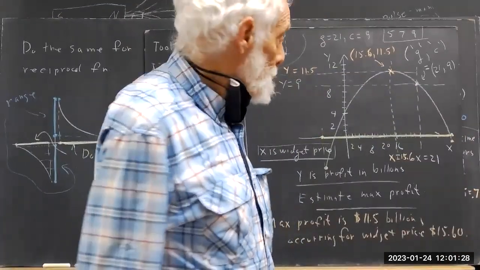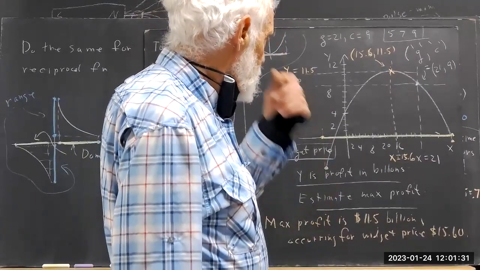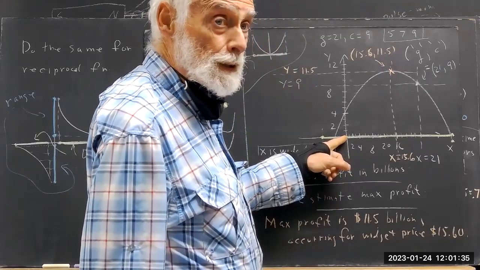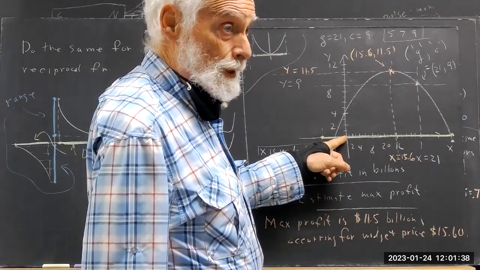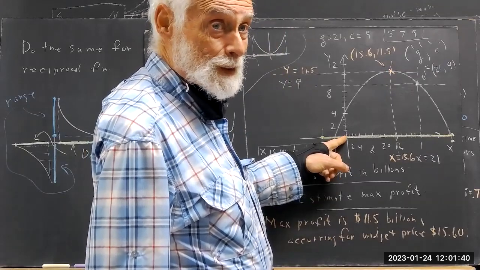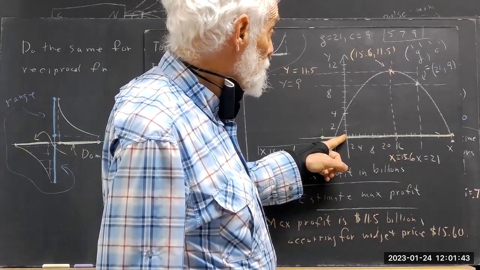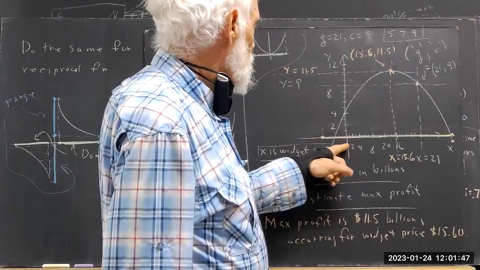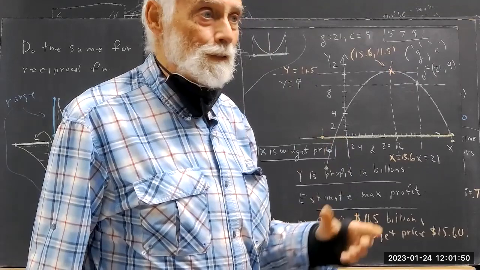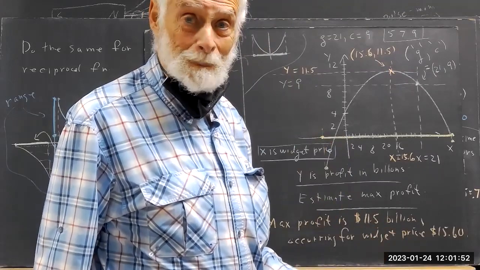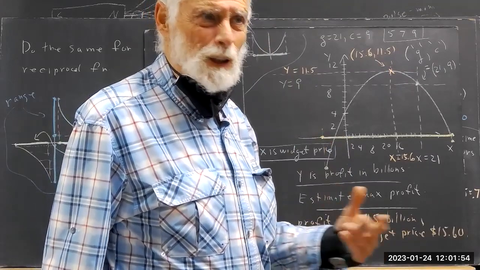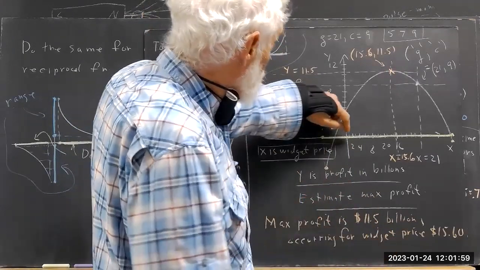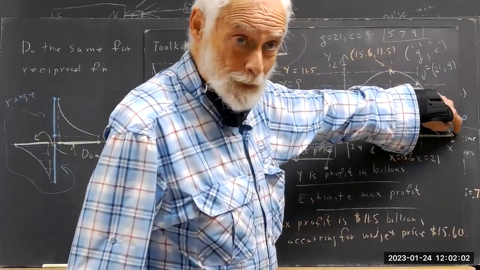Set the price too high, you start losing money. Now, another way that people might have restricted the domain is they just started the domain here. Now that's reasonable. Start the domain here, because what does it mean for x values to be over here? It means you're charging negative money for your widgets. It means you're paying people to take them. I don't know about your business, but I'm not doing that in mine. So it'd be very reasonable to restrict the domain from here to here.